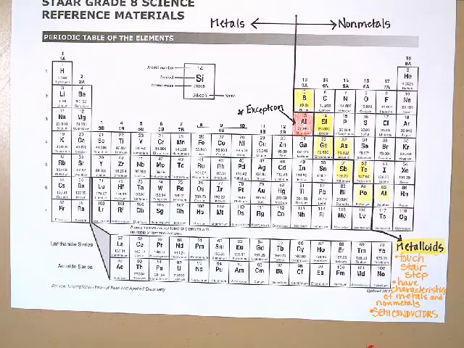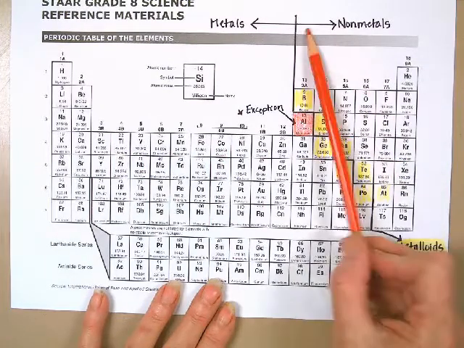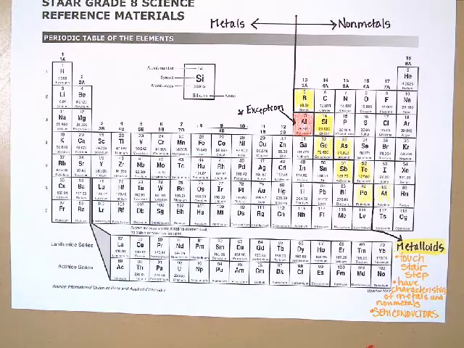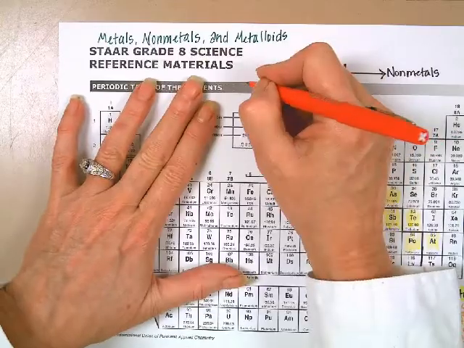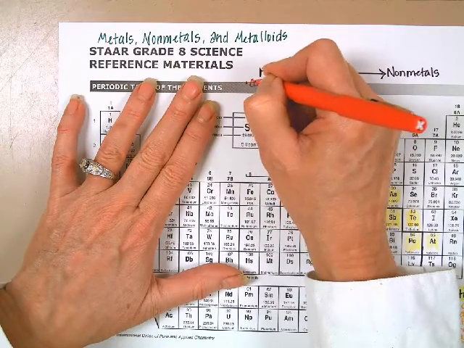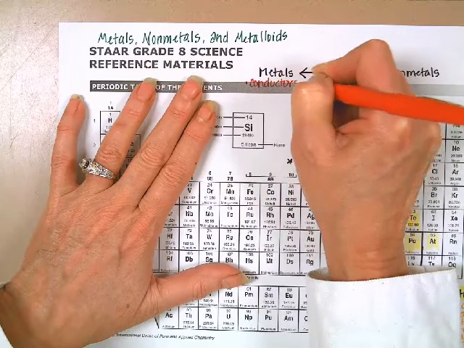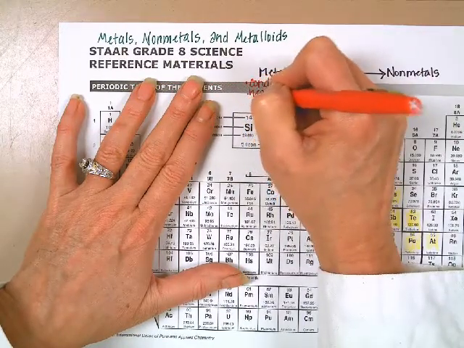Now let's look at where our metals are. We already know aluminum is a metal. We've identified it. We know that metals are supposed to be to the left of the stair step. Some of the characteristics of metals include they are conductors of heat and electricity.